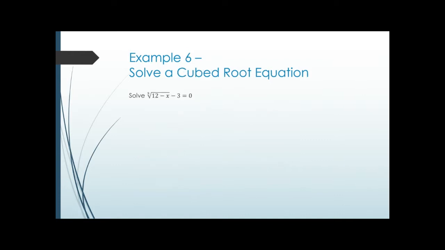So for this example, now we have a cubed root. So this one, you're going to have to undo a cube root. So again, we need to get that cubed root by itself. And so I'm going to do this by adding 3 to both sides. So the cubed root of 12 minus x equals 3. So in order to undo the cubed root, we're going to cube both sides.